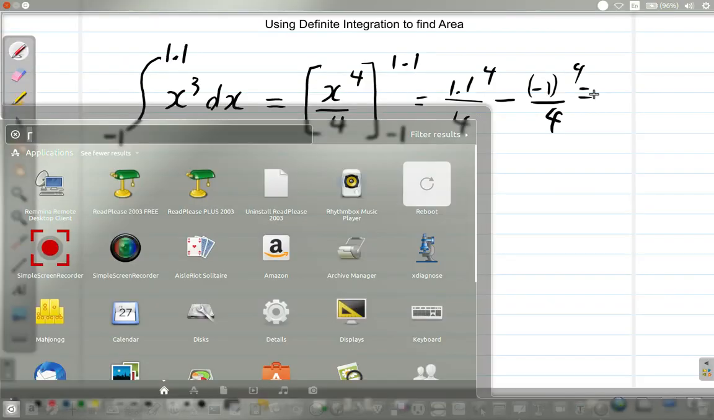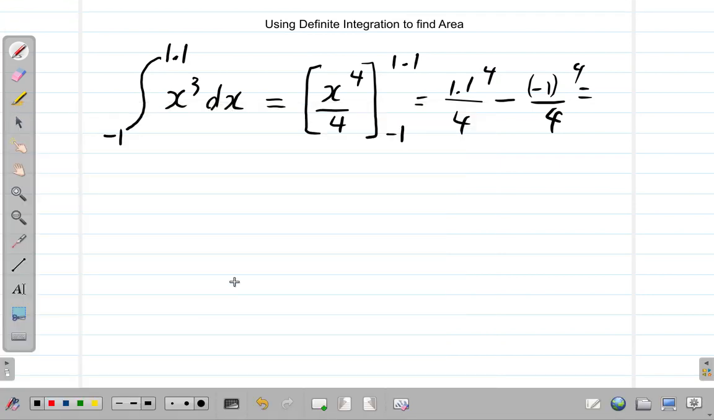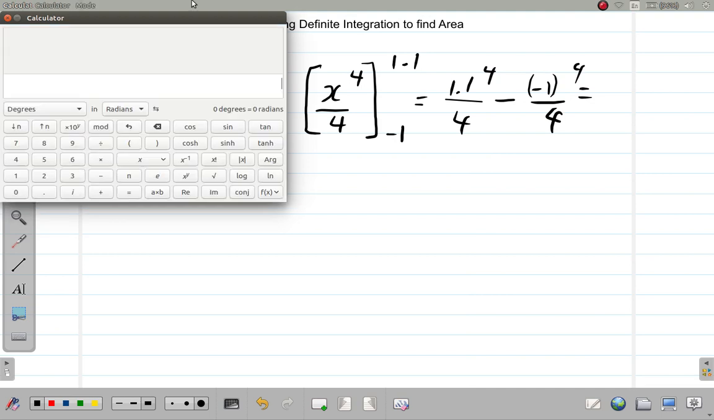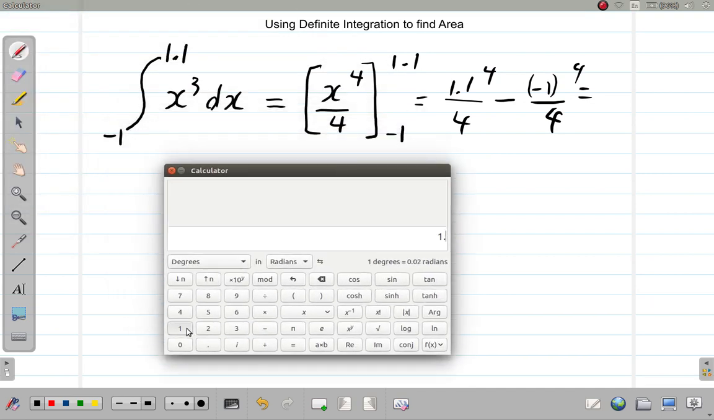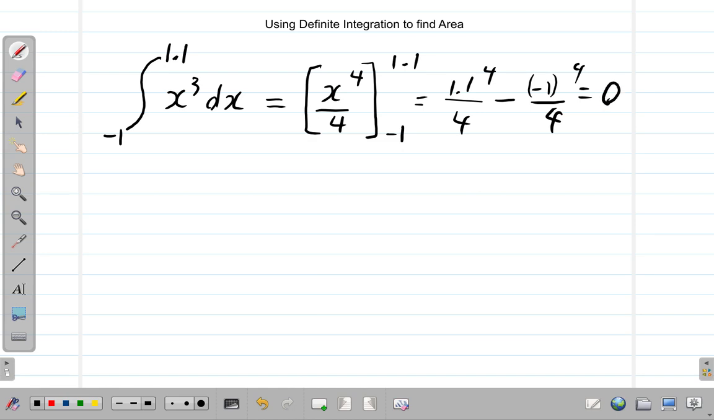1.1 to the power of 4, let's calculate that. So we have 1.1 raised to the power of 4 equals 1.4641, and that divided by 4 gives us 0.366. Now minus, -1 to the 4 is 1, so it will be minus 1 divided by 4. That's what we would have. Equals, we get 0.116. So the answer is 0.116.